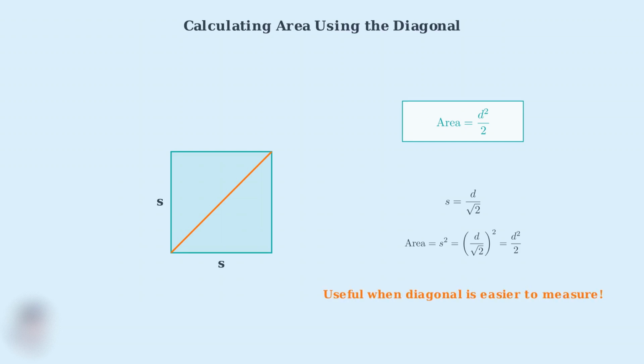This diagonal method is particularly useful in real-world situations. For example, if you're measuring a square room and can only measure the diagonal distance, you can still calculate the floor area using this formula. Remember, this formula works because the diagonal creates two right triangles, and the Pythagorean theorem connects the diagonal length to the side lengths.